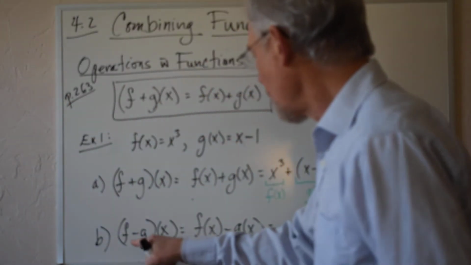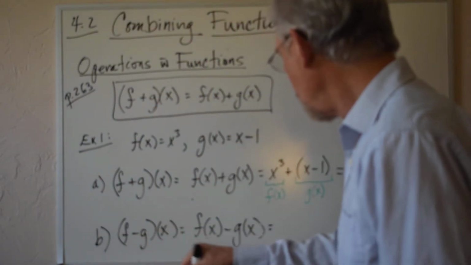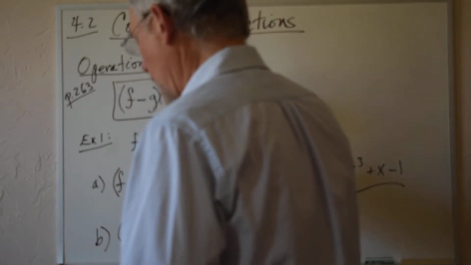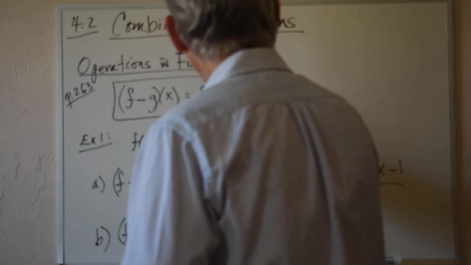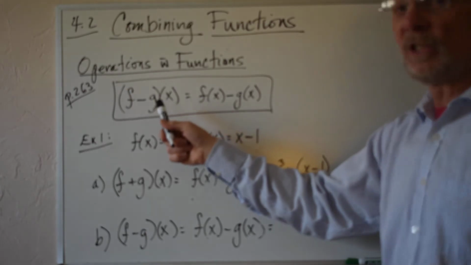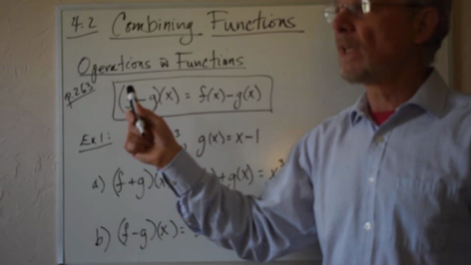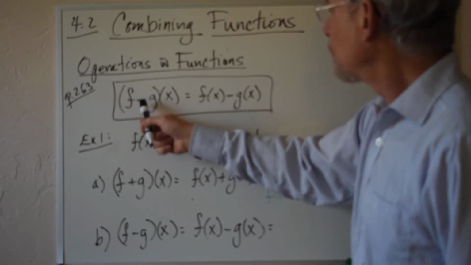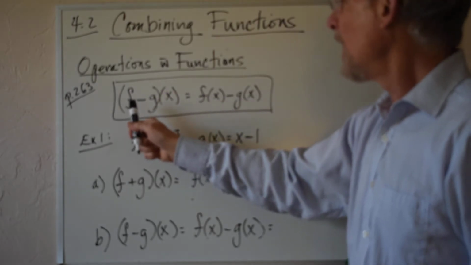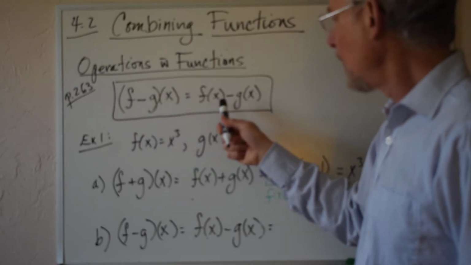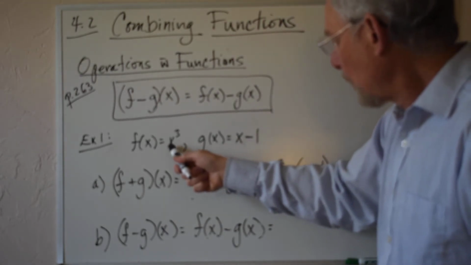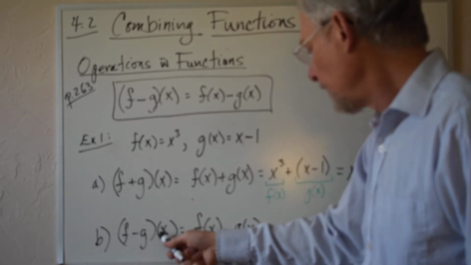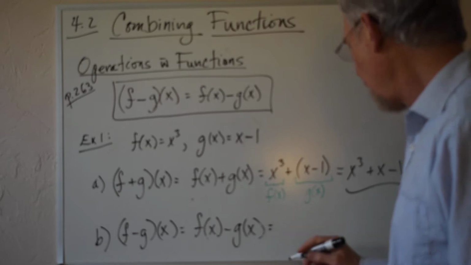Now let's look at part B. In part B, you're asked to find (f minus g)(x). Still on the same page there, 263 I believe it is, you see the definition for combining two functions via subtraction. And it's just what you would expect, I think. Just replace the plus signs with the minus signs and there you have it. (f minus g)(x) is equal to f of x minus g of x. We're going to use the same two functions here and compute (f minus g)(x), so that equals f of x minus g of x.